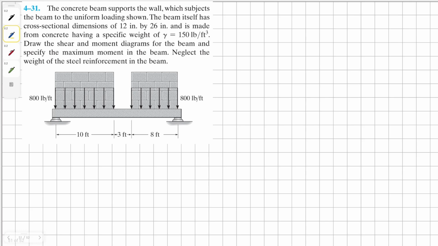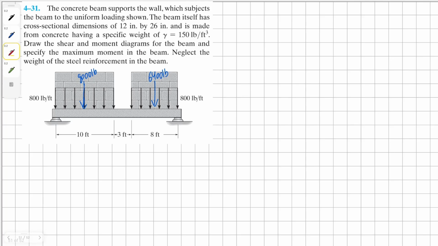Alright, to begin, let's first of all convert the wall loading into point loads. So on the left hand side we can have 6,400 pounds, and on the right hand side it's going to be 8,000 pounds.